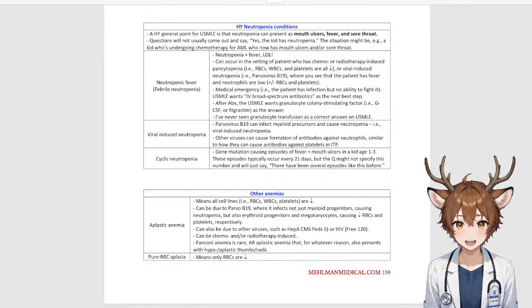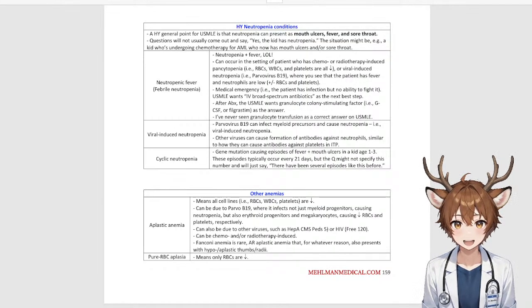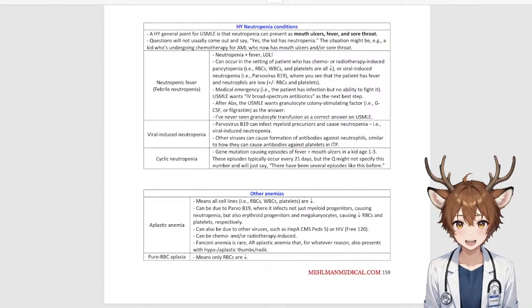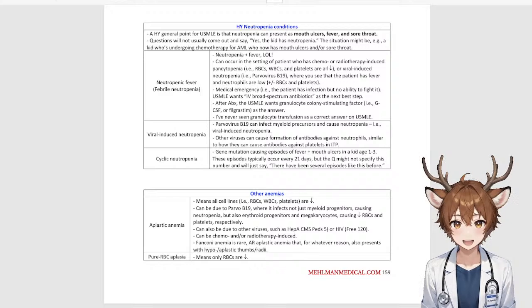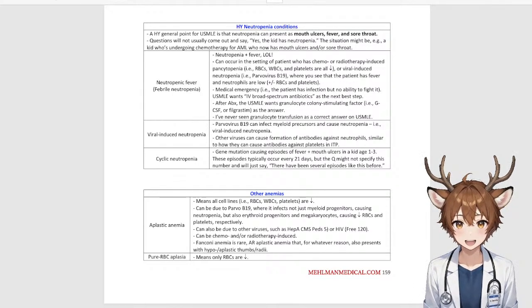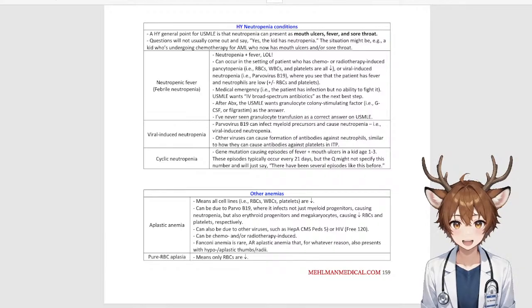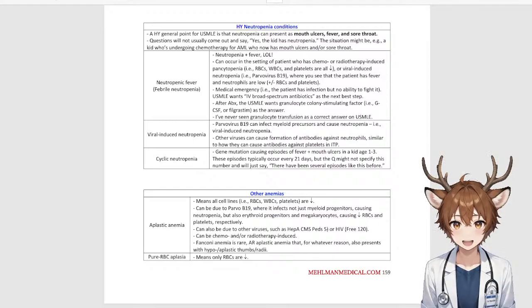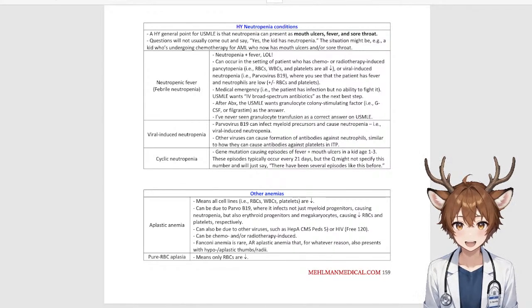Neutropenic fever, febrile neutropenia, neutropenia plus fever, LOL. Yeah, the name kind of gives it away what's going on. It can occur in the setting of a patient who has chemo or radiotherapy-induced pancytopenia, that is to say RBCs, white blood cells, and platelets are all decreased, or viral-induced neutropenia, that is to say parvovirus B19, where you see that the patient has fever and neutrophils are low, plus or minus RBCs and platelets.